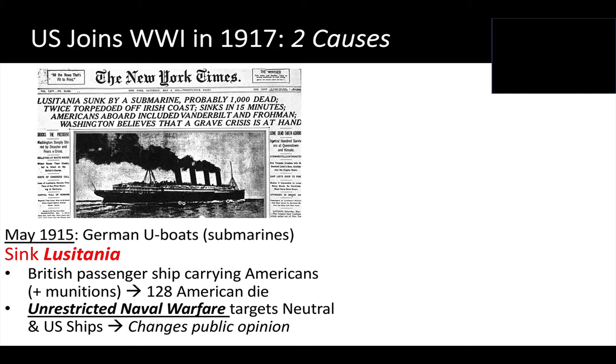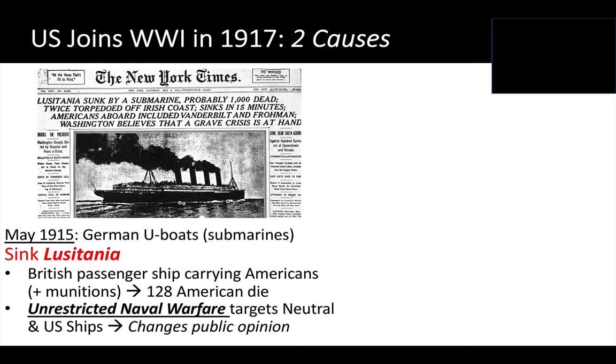And this kind of unrestricted naval warfare, this is like the big reason. The fact that the German Navy is targeting ships that are not involved directly with the war, but are just traveling through the ocean. The fact that the Germans are sinking them, this is one of the big reasons why the U.S. gets pulled in, because of this unrestricted naval warfare.